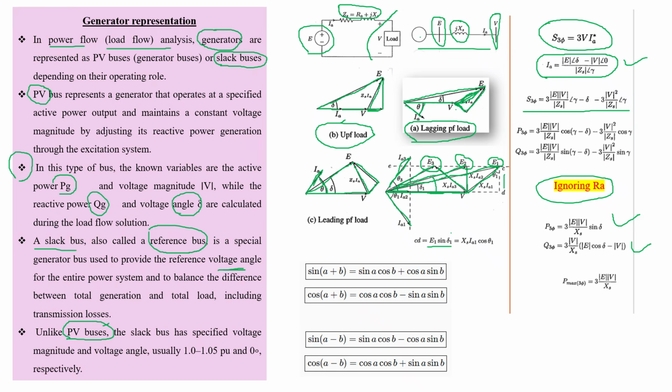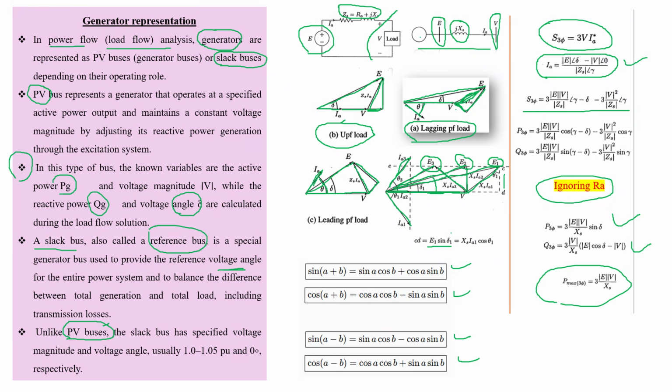So to apply that, what is a double angle formula? Remember this: for two angles A and B, the sine of A plus B is obtained using this equation. You can apply this for cos also. If cos of A plus B is given, we can apply the double angle formula. For sine also we can apply it if there is a difference between angles. By applying that, we will obtain the final maximum output from a generator by this equation: 3 times E times V divided by XS.